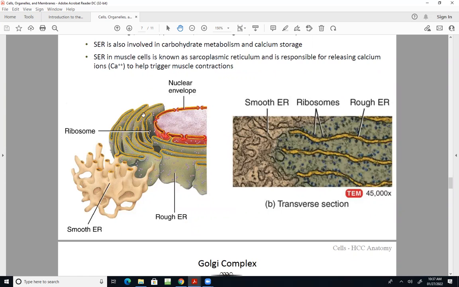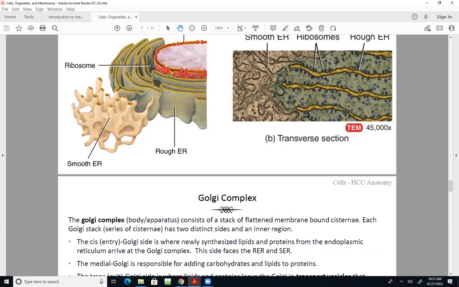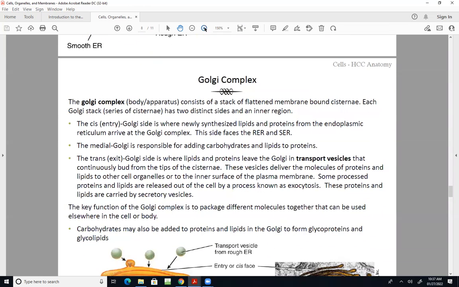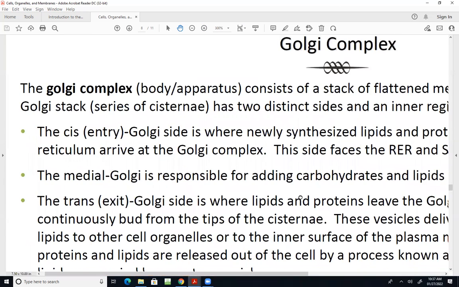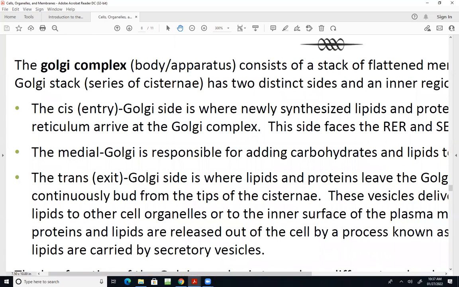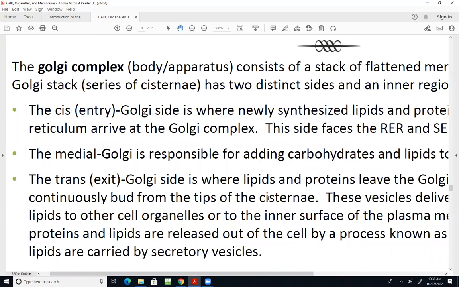Make sure you can identify those four organelles that are labeled in this picture, along with that information at the top. And now we can talk about the Golgi, which is what I usually call it. You can call it Golgi body, Golgi apparatus, Golgi complex. I just call it Golgi for short.